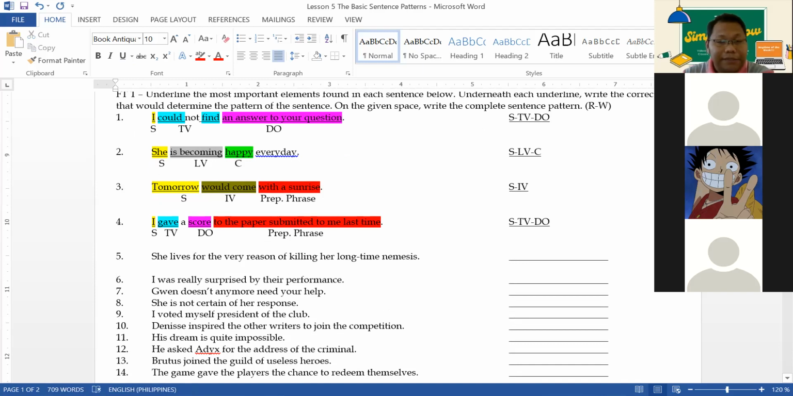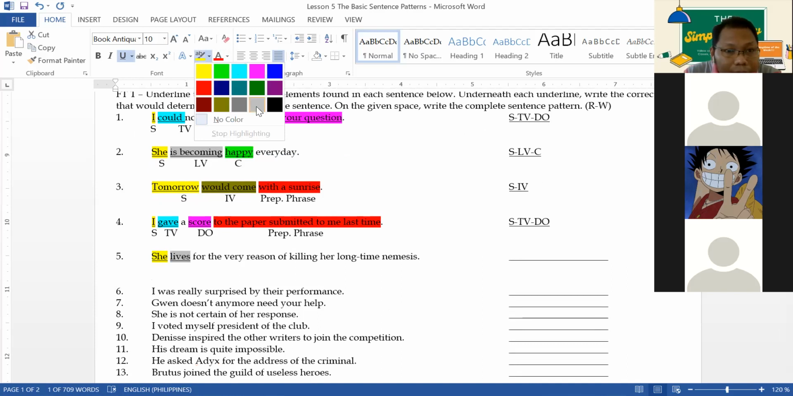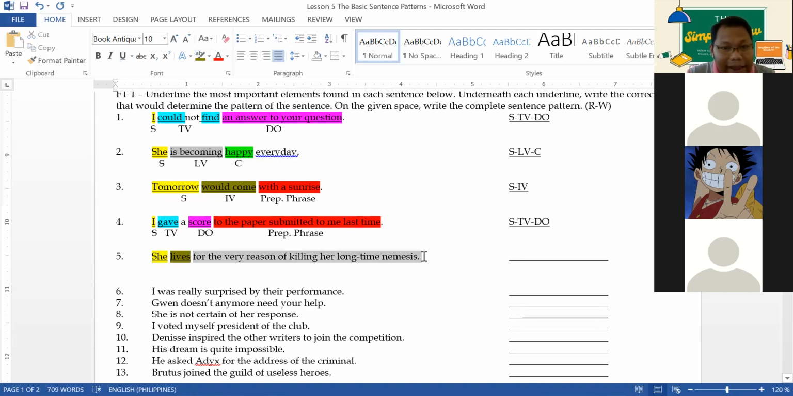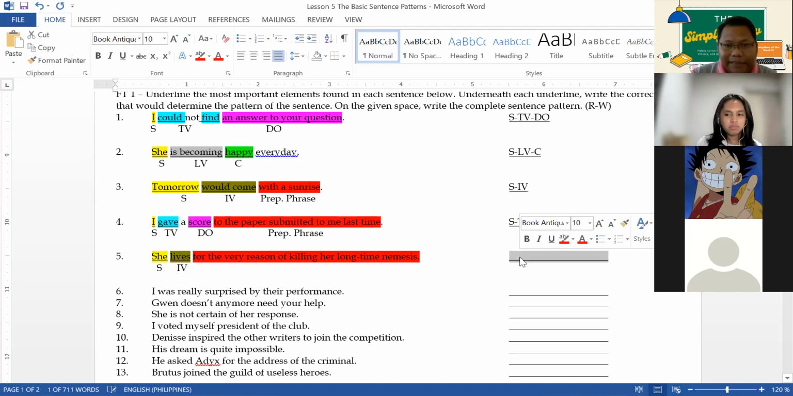Let's do number 5 now. We underline she because again it's an important component, and we underline lives. Not blue, this, because this is a prepositional phrase. Yes. Number 5 is composed of only 2 important components. She lives, to create a sentence pattern that is SIV.